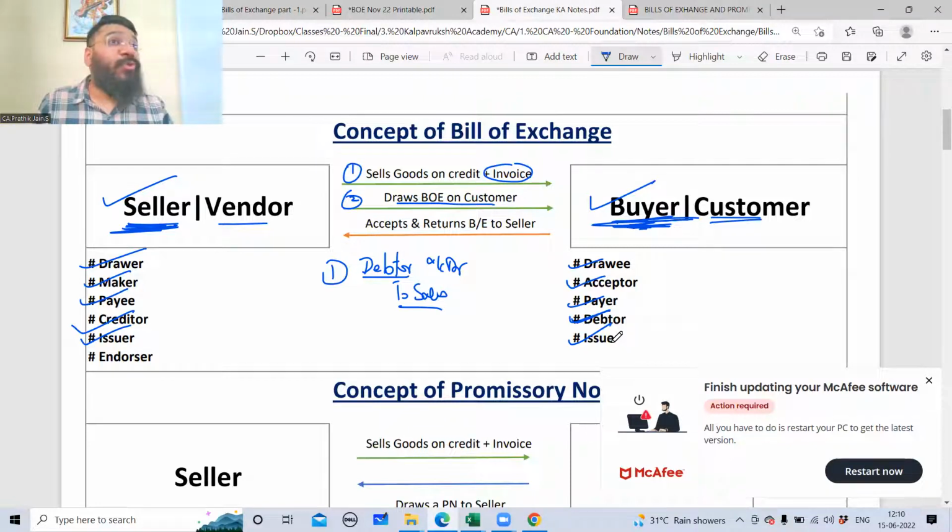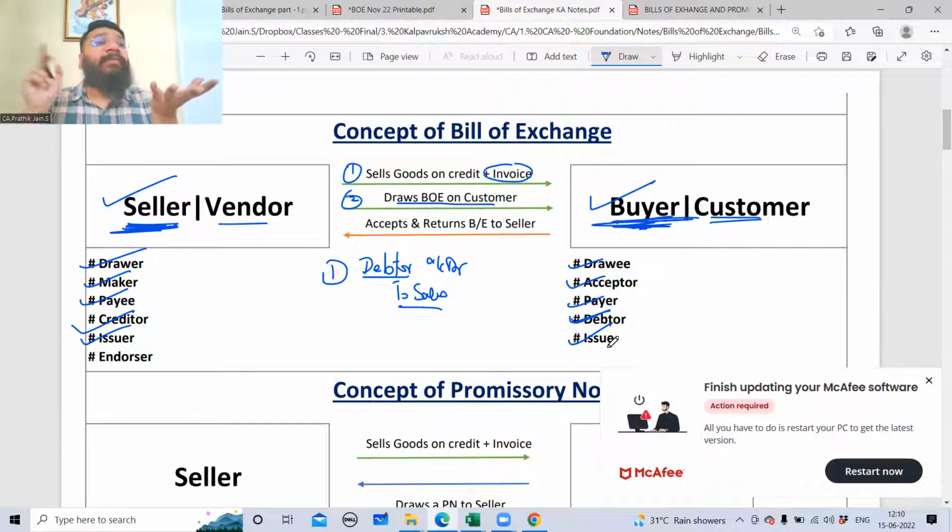Seller will be the drawee, true or false? False. So now you're able to understand why I'm going with this concept. In a bill of exchange, one person, that is the seller, will draw the bill on the customer, and the customer is ought to accept it, and he has to send that acceptance back to the seller. So finally, who is the holder of the bill? Seller is having the possession of the bill.